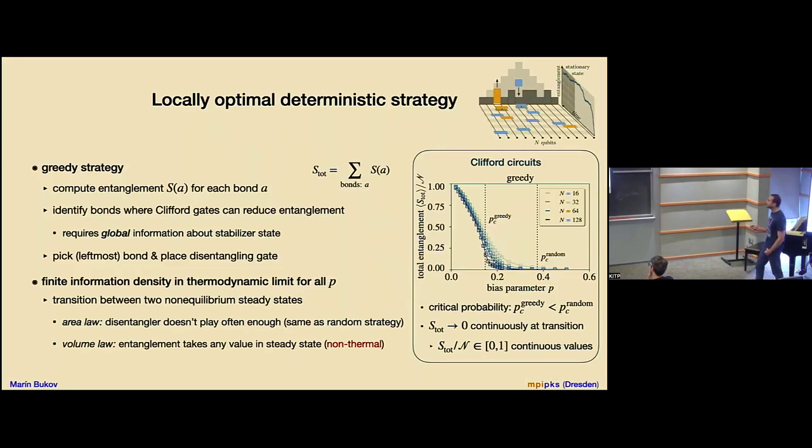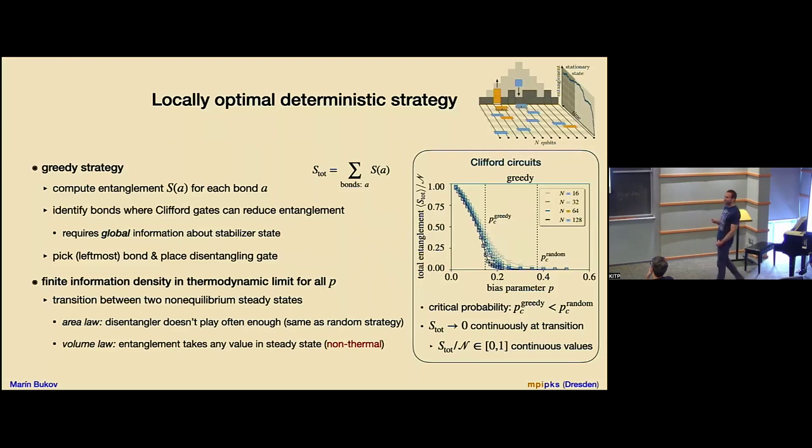There's the area law state, which is basically the same as before, where the disentangler doesn't play often enough. But now the volume law state is also non-equilibrium, because as you can see, entanglement can take any value in the thermodynamic limit here, right? And that's something that you cannot usually have in these unitary circuits, simply because we typically say that unitary dynamics can possibly have only one thermal state, and that's the infinite temperature state.